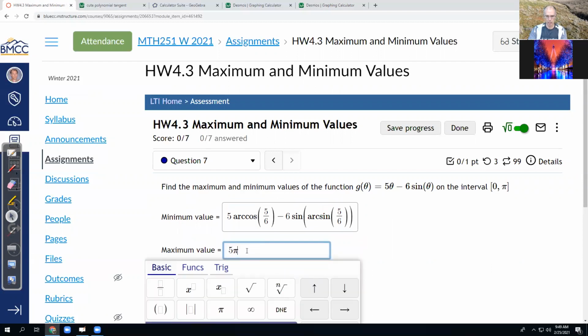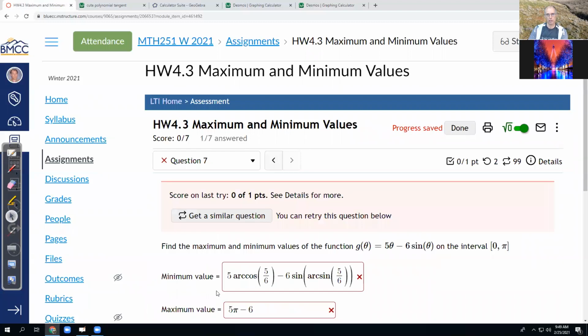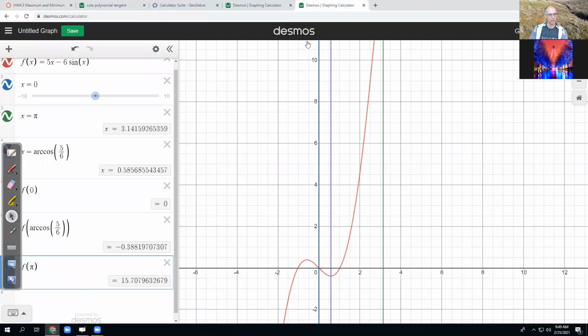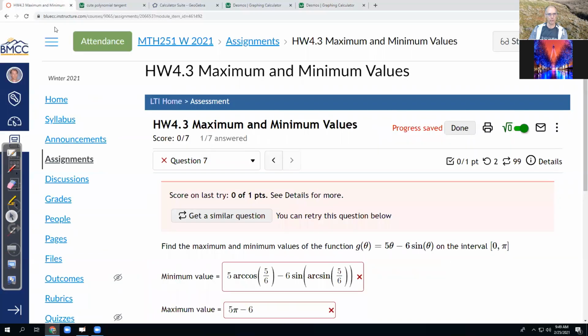So that's one of them, and the other one is when I plug in pi. So 5 pi minus, let's see, the sine of pi is 1, so that would just be 5 pi minus 6. Sine of pi. Yes, that's correct. Did I put those in the wrong spots? Let's see. Pi should be the max, and this one should be the min. What did I do? Pi should be the max. Huh. What the heck? What did I do wrong?